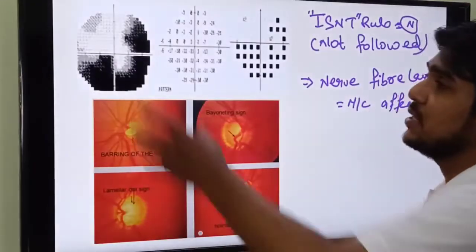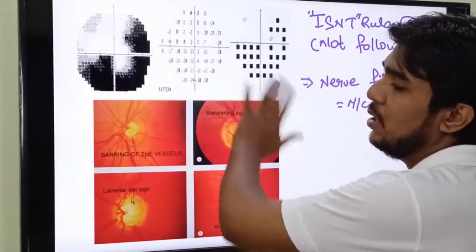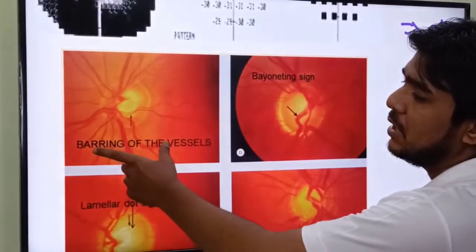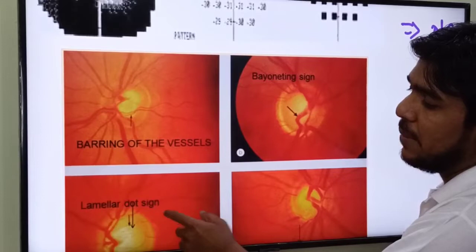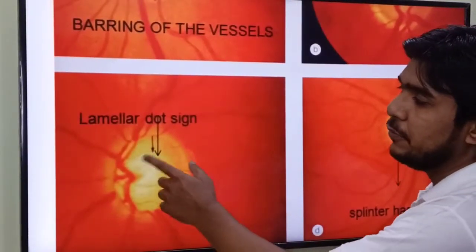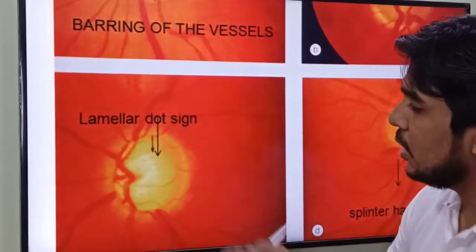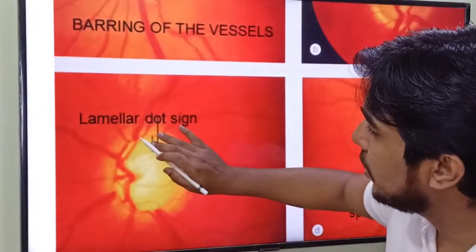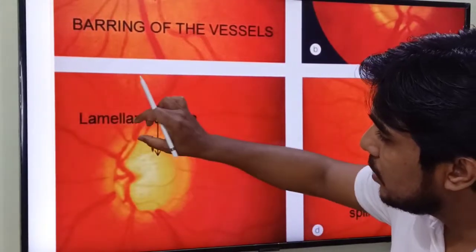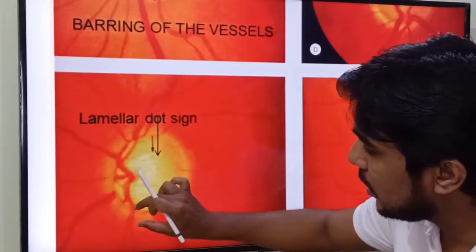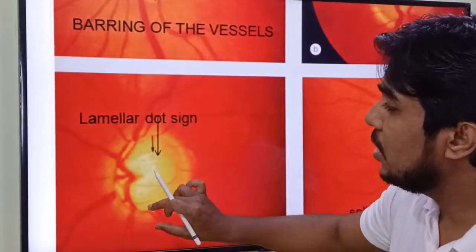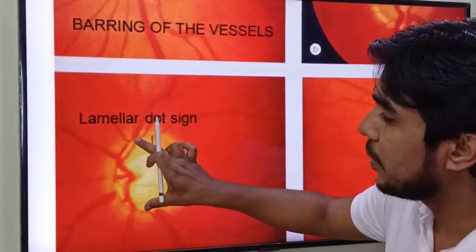Let me show you. What is this? This is a picture of the optic disc. Can you see here, there is bayoneting of the blood vessels. There is a lamellar dot sign. Cribriform fossa can be seen. Can you see, the cup is so much increased from here to here. This is the vertical increase in the cup. The superior and inferior neuroretinal rim, meaning nerve fibers, is thinned out, and this is the vertical cupping which is increased.